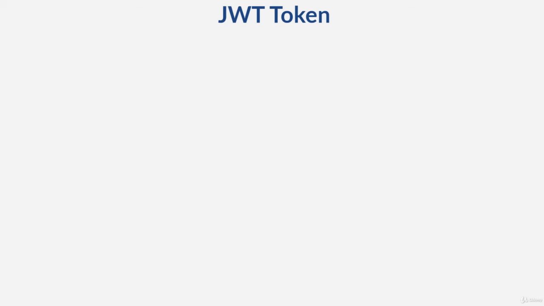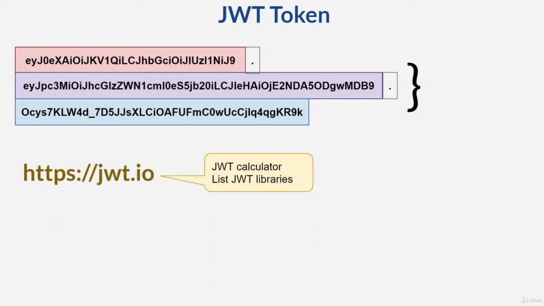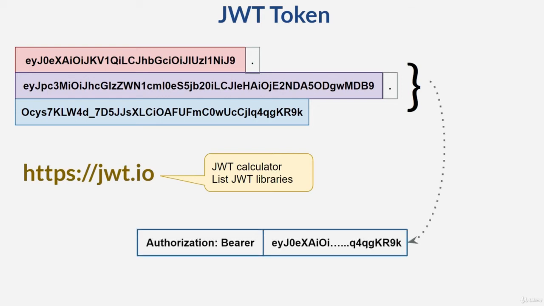Using the previous example, we will get a JWT token like this. This JWT token can be calculated by using libraries or an online JWT calculator. See the website jwt.io for the calculator or a list of libraries for many programming languages. We can attach this token as an authorization mechanism. In this case, we can use the HTTP Authorization header with the value Bearer token.